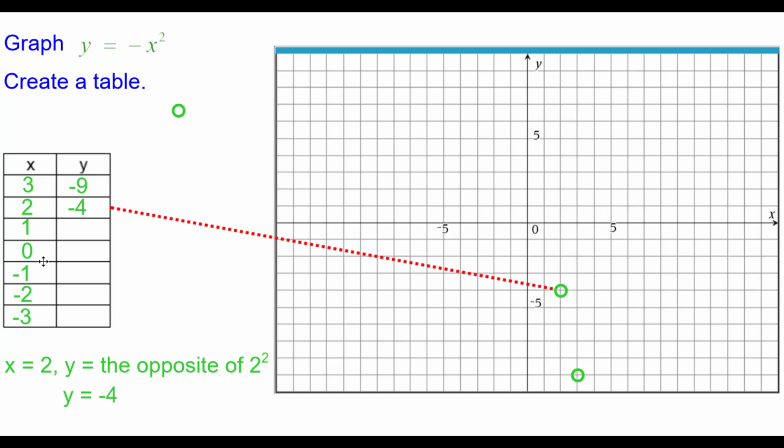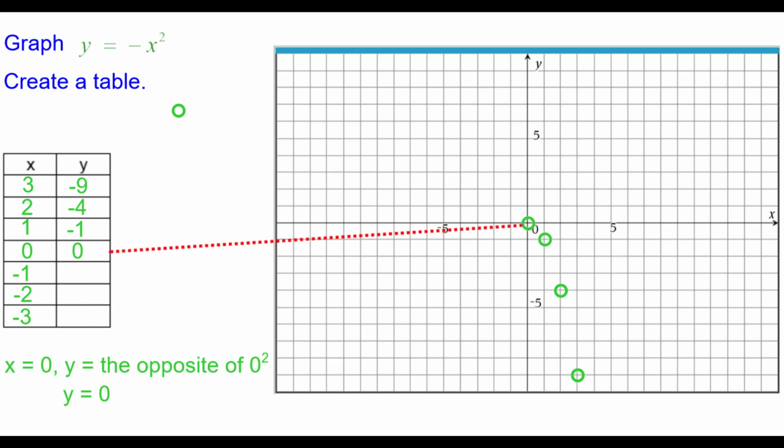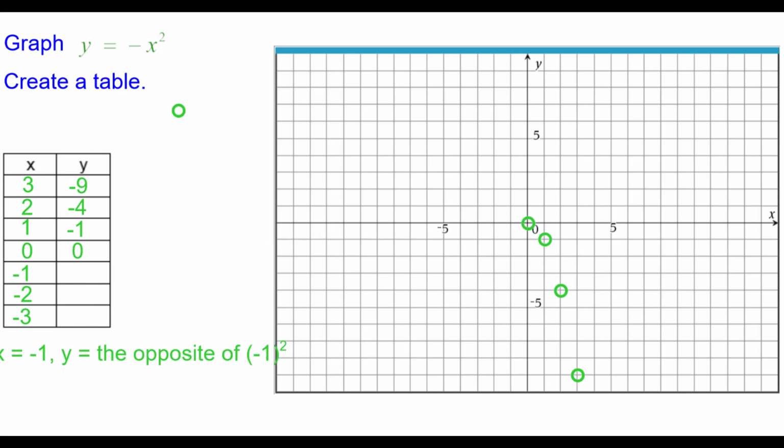So go ahead and finish this table and plot the points. Press pause to do so and then resume when you're ready. So completing the table, it's going to be 1, negative 1. The origin remains intact. Now, when x is negative 1, we have the opposite of negative 1 squared. Negative 1 squared is positive 1, but its opposite is negative 1. We don't take the opposite of negative 1 and square it. We square it and then take the opposite, different order.